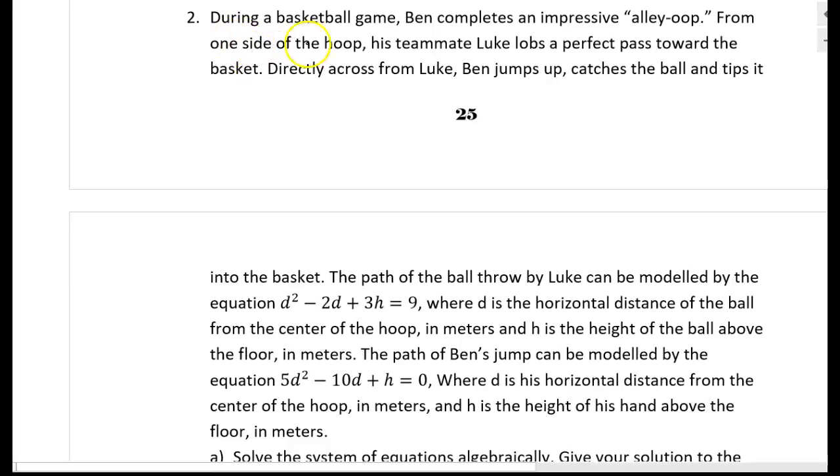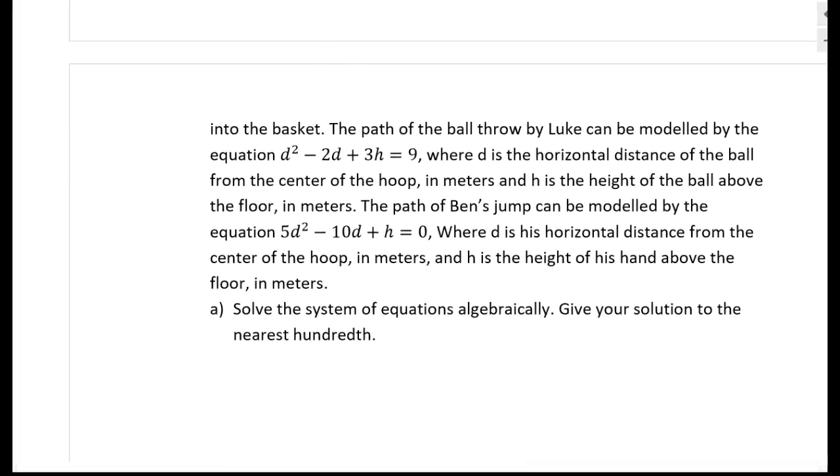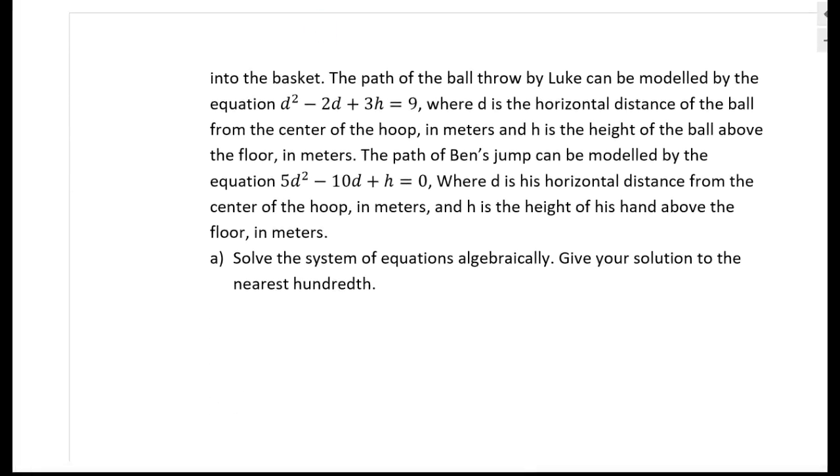Okay, so from one side of the hoop, his teammate Luke lobs a perfect pass towards the basket. From there, Ben jumps up, catches the ball, and tips it into the basket. The path of the ball thrown by Luke can be modeled by this equation. This is Luke. The path of Ben's jump can be modeled by this equation. So this is Ben.